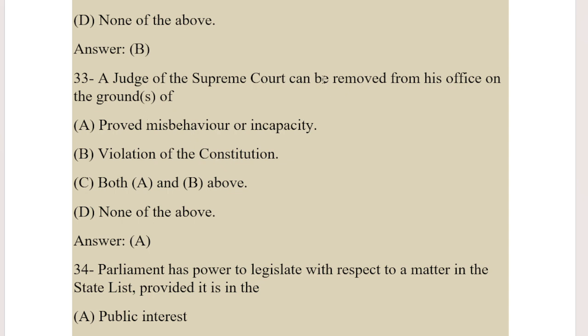A judge of the Supreme Court can be removed from his office on the ground of proved misbehavior, incapacity and violation of the Constitution. I think this question is wrong. Both A and B should have been the answer, because if he commits proved misbehavior and incapacity he can be removed, and if he violates any provision of the Constitution, he can also be removed.